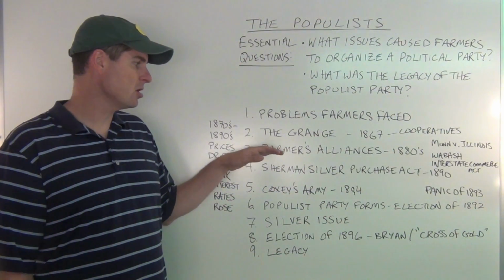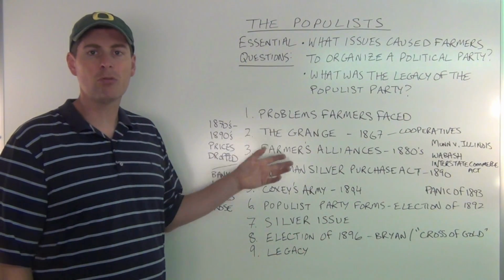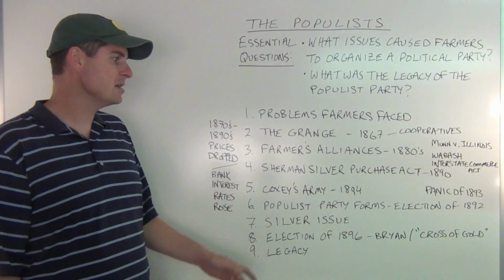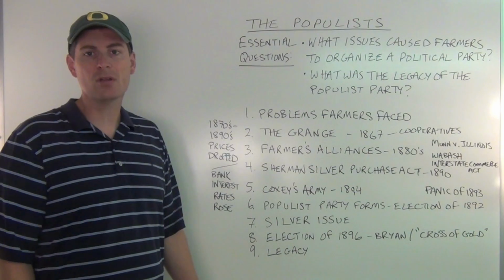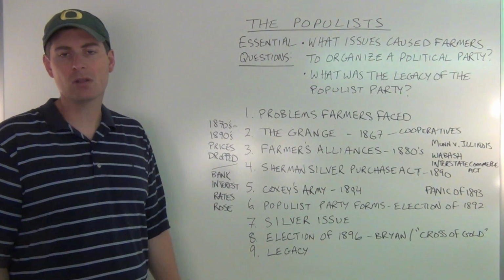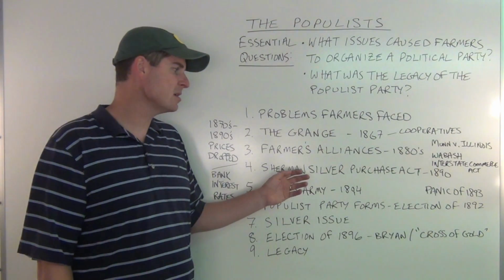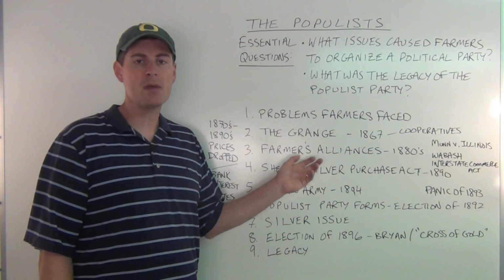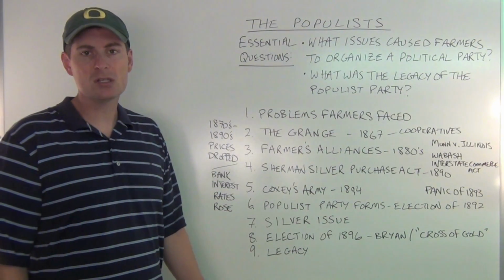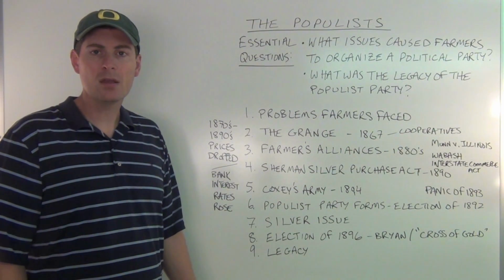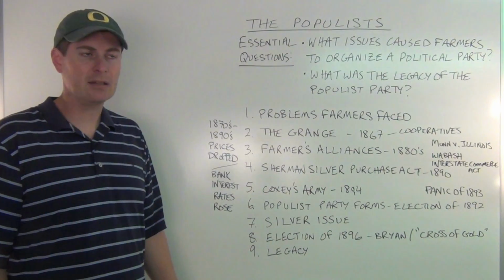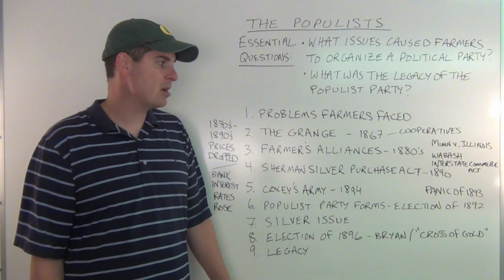The Grange is going to continue to grow, and by about the late 1870s and into the early 1880s, you have the Farmers' Alliances. The Farmers' Alliances are going to not only be looking at the cooperatives, but they're going to start getting politically and legally active. Legally, they're going to take court cases.